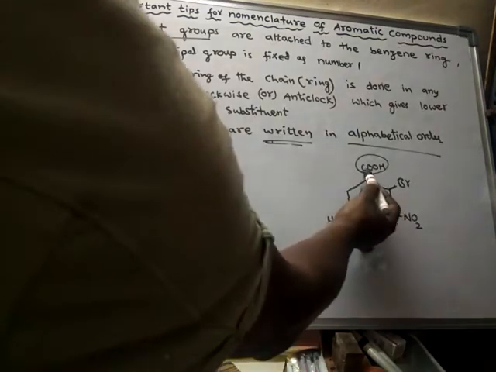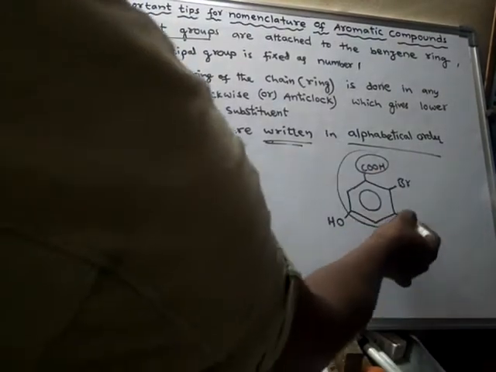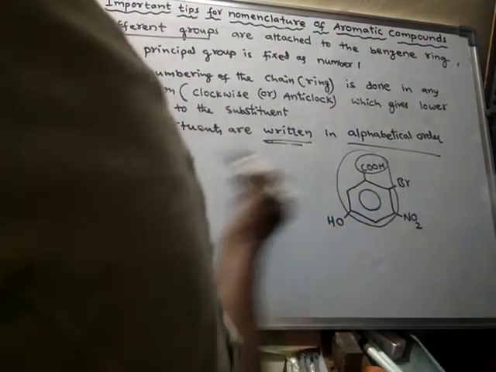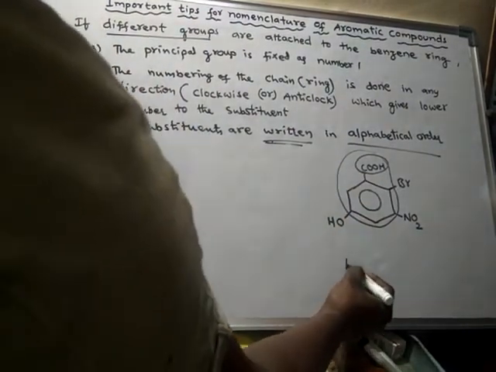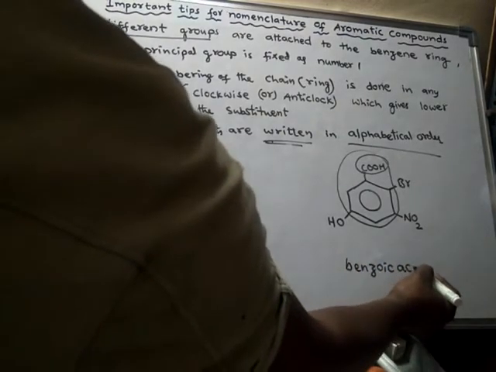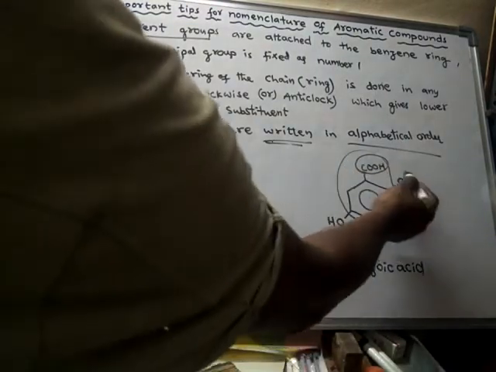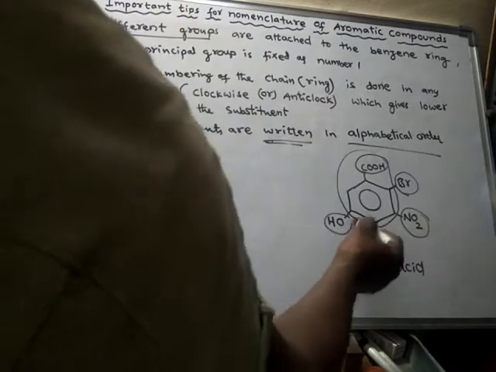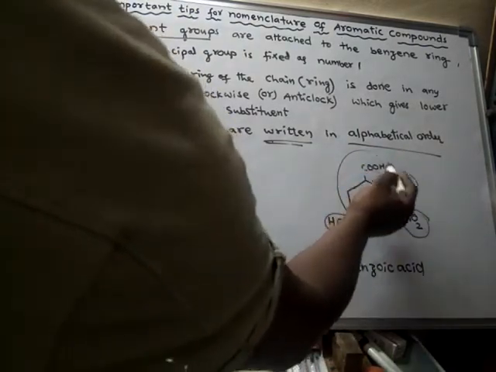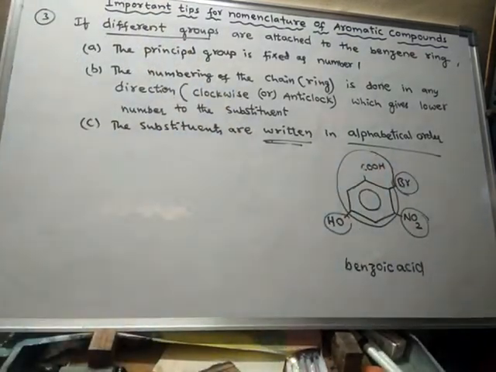So here benzene is present. On benzene COOH is present. Hence, this will be the parent aromatic carbon compound. What is this one? Benzoic acid. On this benzoic acid, three substituents are present. This is the principal functional group. Hence the compound will be benzoic acid.